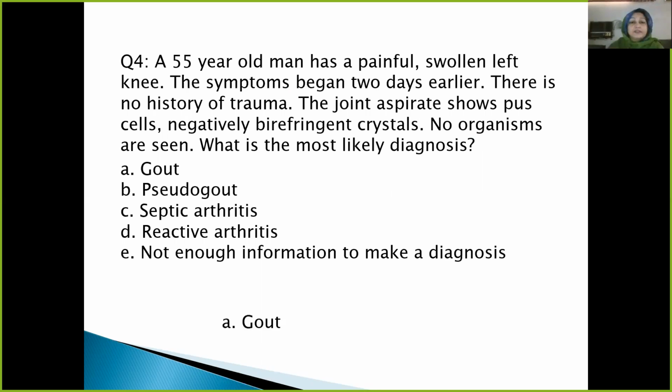Exactly. The diagnosis is gout. Gout में बेशक small joints mostly involved होते हैं, लेकिन कभी-कभी larger joints भी involved होते हैं. Point ये है कि negatively birefringent crystals वो सिर्फ gout में होते हैं.